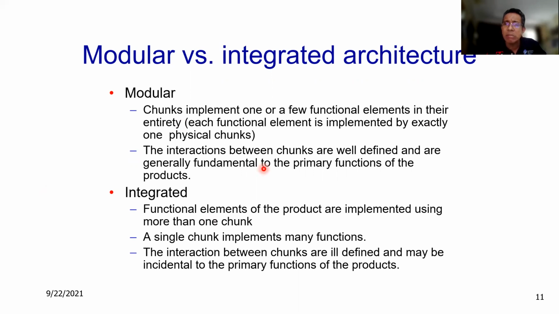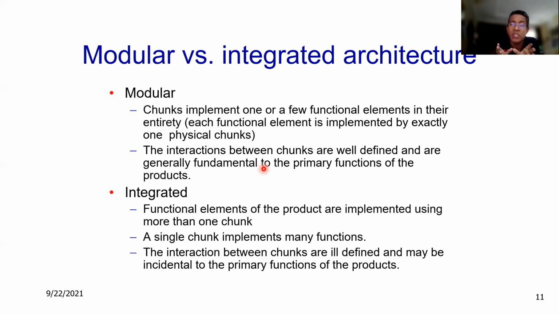The most modular architecture is the one in which each functional element of the product is implemented by one physical chunk, and there are a few well-defined interactions between the chunks. Such a modular architecture allows a design change. You can make changes to the design anytime, easily, to one chunk, without requiring changes to another chunk.